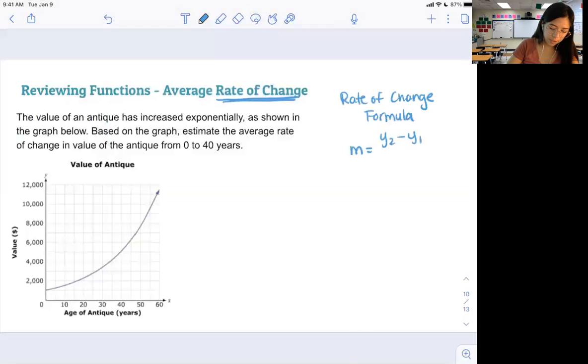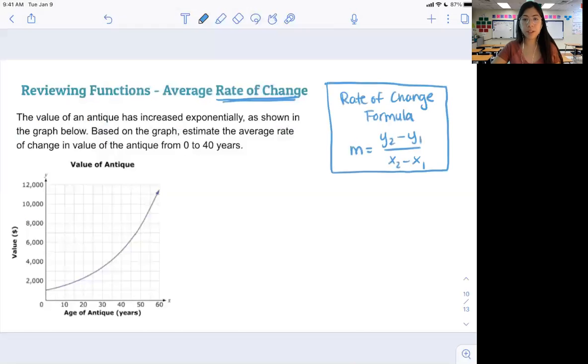Y2 minus Y1 over X2 minus X1. It's not too bad, but it has been a while. So just make sure that's something you have in your notebook. And by the end of next week, we're going to make a big list of everything that you have to have memorized. It's not even that big of a list, to be honest, but this will definitely be on that list. So here we go.